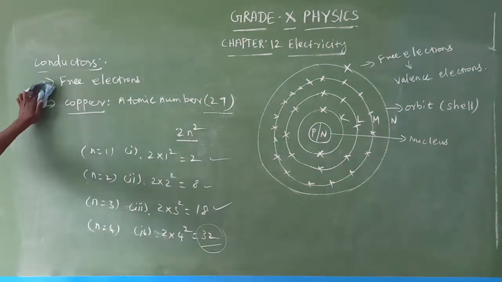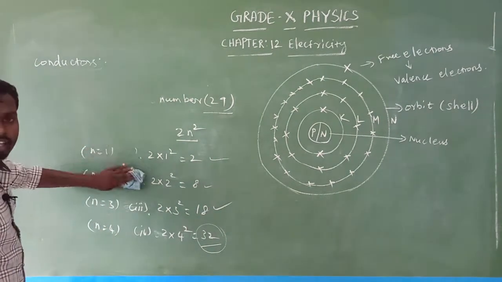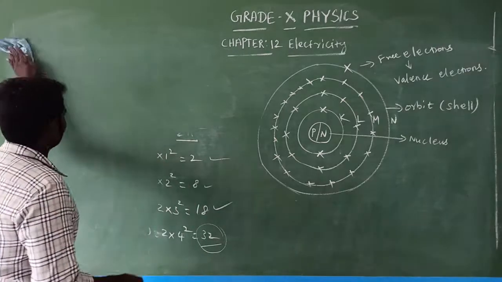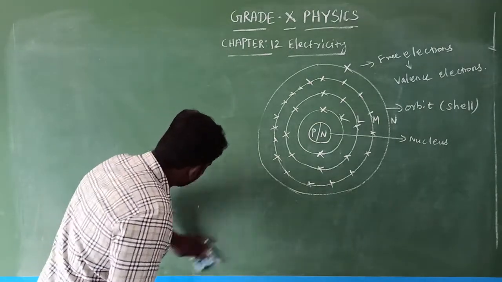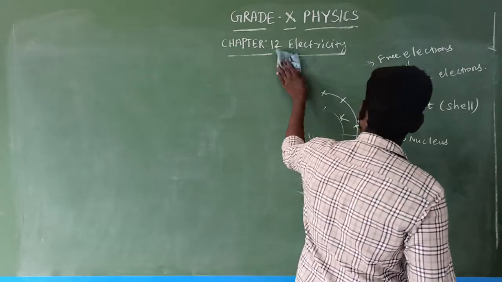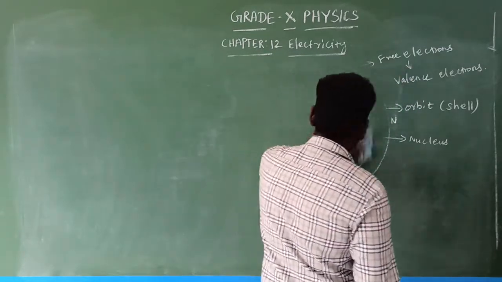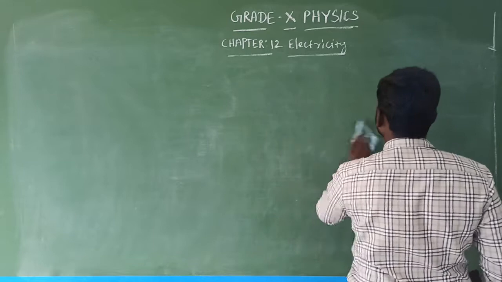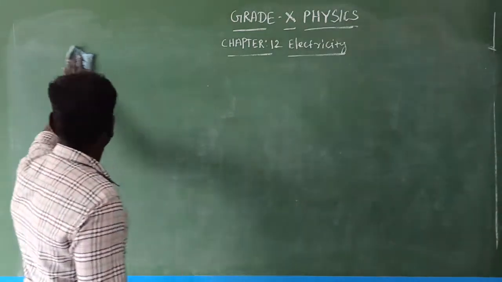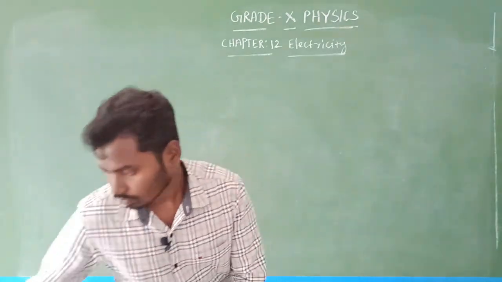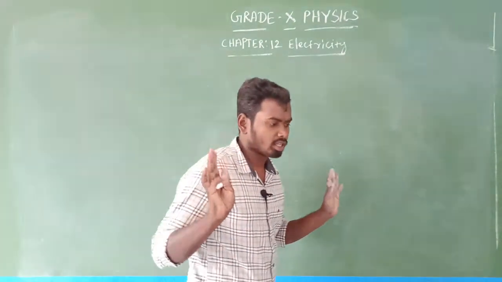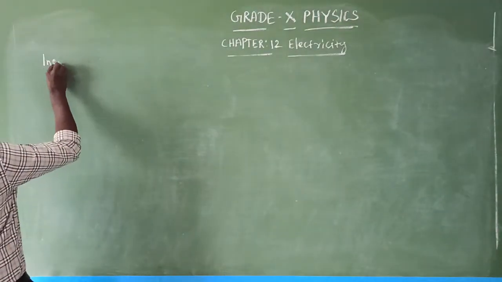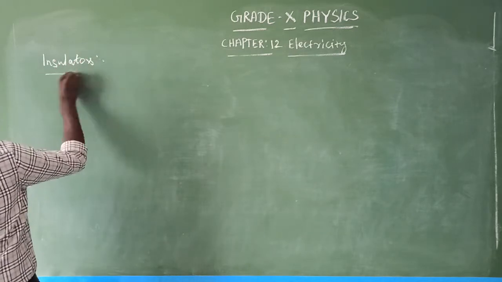Okay, sir, conductor, okay. What about the insulator, sir? You may ask me, what about the insulator, sir? Okay, so conductors conduct the current because they have lots of free electrons. What about the insulator? That is the next one. So what is an insulator, sir?